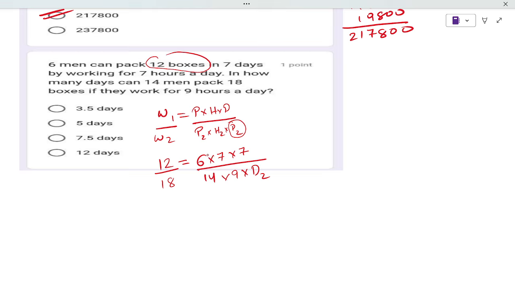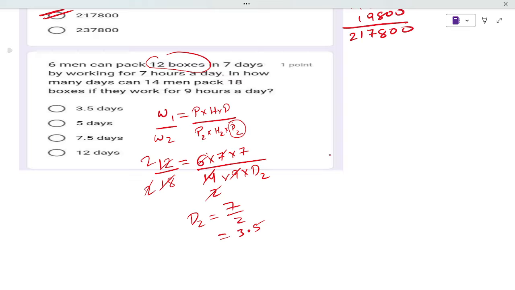Now can we cancel? Yes. 7 1 times, 7 2 times. 6 1 times, 6 2 times. 9 1 times, 9 2 times. 2 and 2 they can be cancelled. So here cross multiply, D2 is equal to 7 by 2, which is what? 3.5. Right, you might be puzzled here.